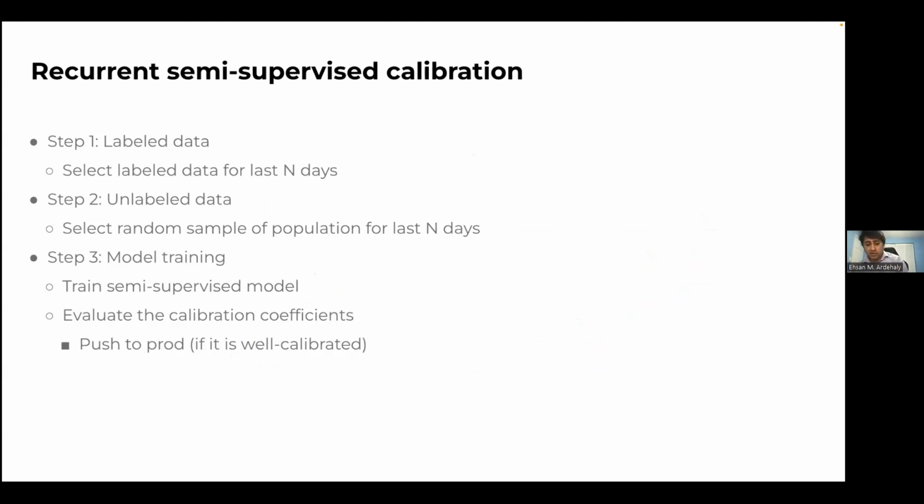In order to use this calibration, because the social media data is dynamic, we need to have a recurrent calibration. And these are the steps that we do to calibrate our models. Basically, in the first step, we use the labeled data in some training window, let's say, for example, the last 30 days or 15 days, whatever. And then we use a random sample of our population in the same window. And then we train our models every day. And we evaluate the model and we measure the calibration coefficient and other metrics to make sure that the calibration has high quality. And if it has high quality, we can push it to prod.